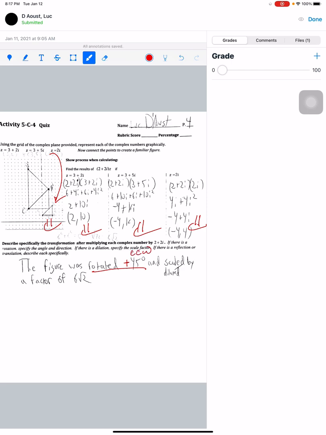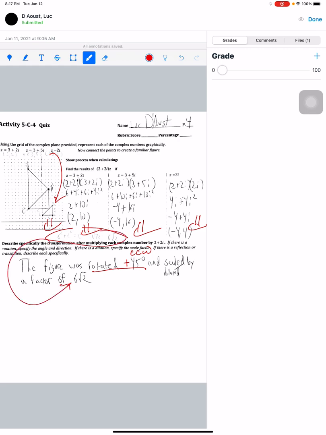But he had the right idea. And it's dilated, but not by a scale factor of 6√2. He's very close. But the problem on this one is that I don't know how he's getting 6√2. Oh, he got it right here. I'm sorry, I didn't see it. He kind of erased it.